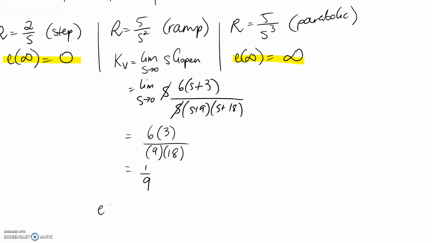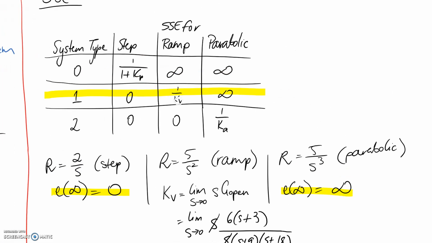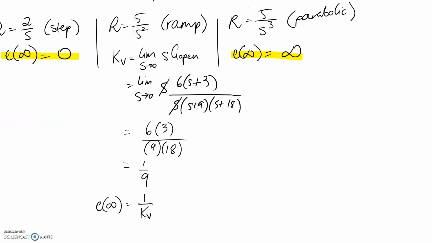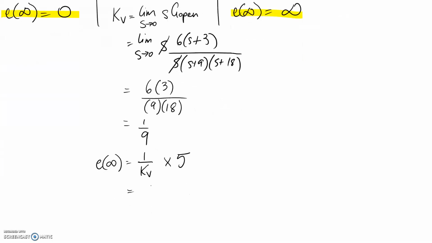So we now need to convert this into our steady state error. And we can see from the table it's going to be equal to 1 on kV. The only catch is this table is based on having a unity input. So a 1 on S squared rather than a 5 on S squared. So all we need to do is multiply our error by 5, because it's going to be 5 times bigger than the unity one. Sub in, so we're going to get 1 on 9.